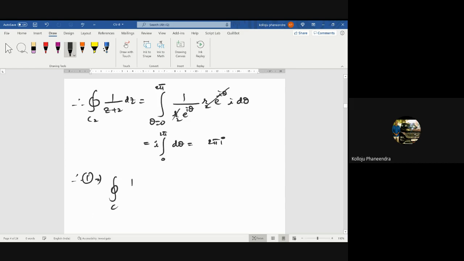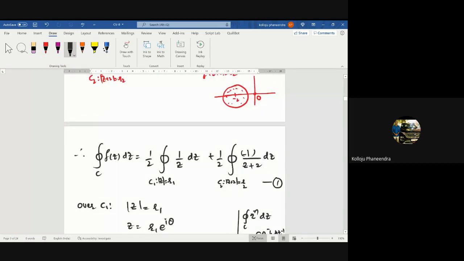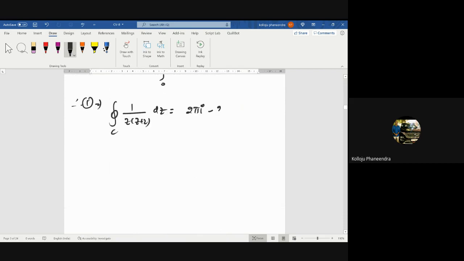Therefore, substitute these two values. Integral over C of 1 by z into z plus 2 dz is equal to, what is the first integral value? 2 pi I. And in equation 1, the minus is there, so I will include that minus here. This is minus 2 pi I. So the answer is 0.